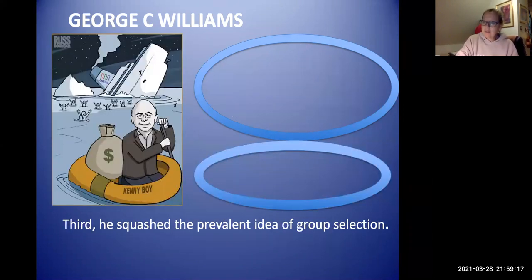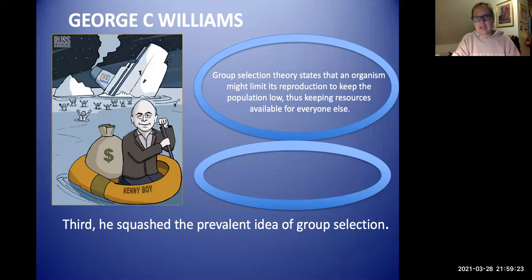He squashed this super prevalent idea about group selection. Okay, group selection is a pain in the ass. Group selection, I've got the definition right up there at the top. Group selection theory states that an organism might limit its reproduction, might hold back on the number of kids it has in order to keep the population low, thus keeping resources available for everybody else.